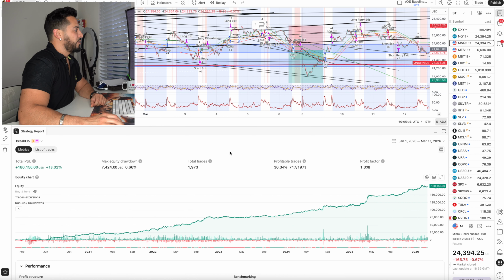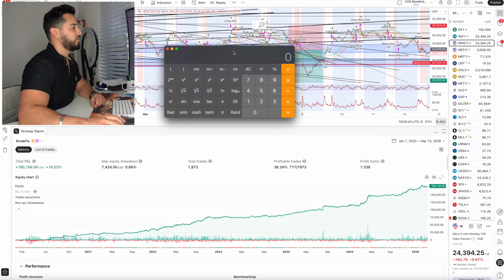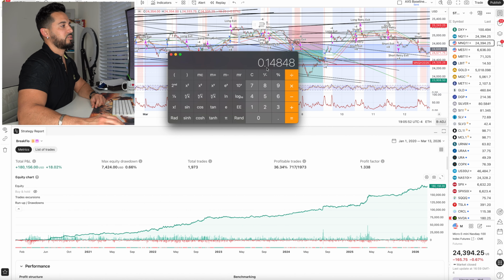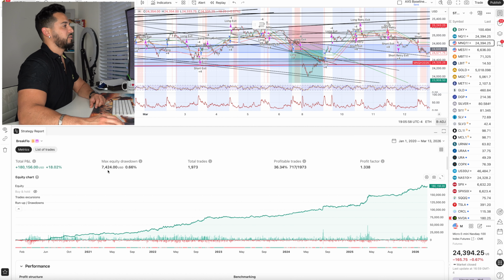So this right here is with the low risk profile. So only $7,000 in drawdown. So let's do the numbers once again. So 7,424 divided by that 50,000. So yep, there you go. It's almost a 15%, as you can see, 0.14. So 14.8. So almost 15% drawdown with this setting.